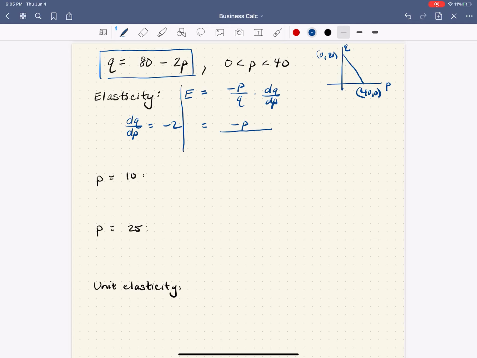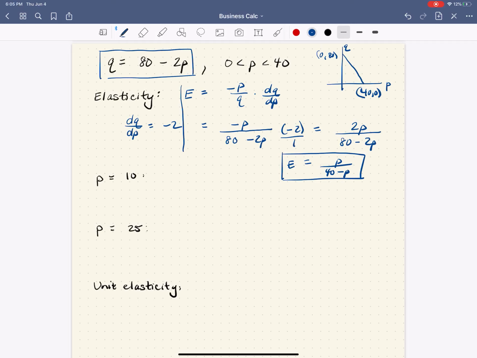So then elasticity is equal to negative P over, now the idea is to get an expression that's all in one variable. So since Q is already equal to something that has to do with P, we replace all the Q's with its corresponding expression. So this is 80 minus 2P, and then dQ/dP is negative 2. And what we then get is, since this is really negative 2 over 1, we have 2P over 80 minus 2P. And you could simplify that even further. You notice that all the terms in the fraction have a common factor of 2. So you could also say P over 40 minus P. So that's what I'm going to use.